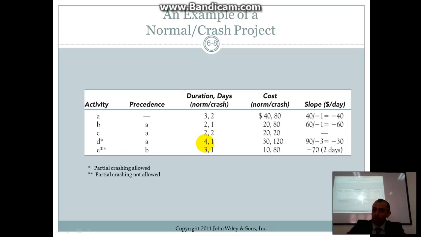What it says over here, if you do activity D, it's going to take you normally 4 days. But you know what? If you crash it, you can crash it from 4 to 3. And it's going to cost you some money. It means 3 days or 2 days or 1 day.